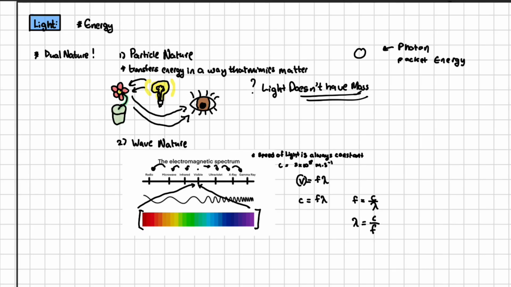We are now going to use the energy equation for a photon, and that is simply that the energy of a photon is equal to the frequency of a photon, the number of photons that are present in 1 second, times a constant value which is known as Planck's constant.